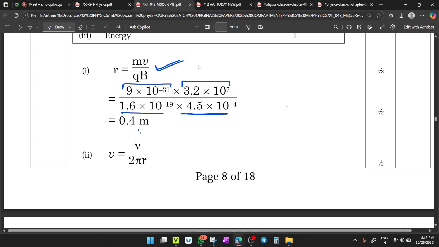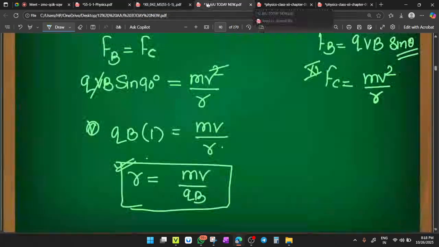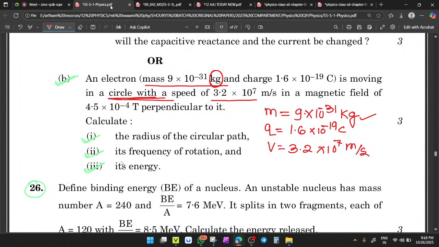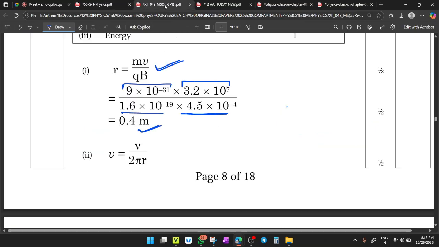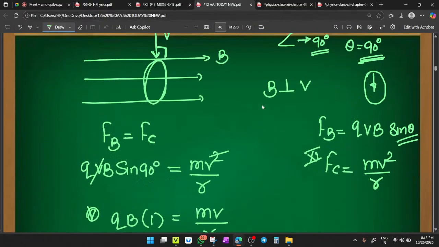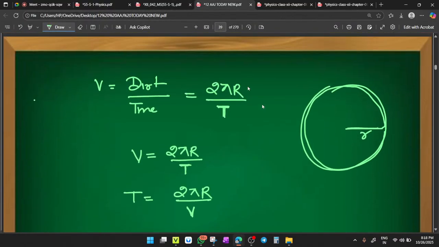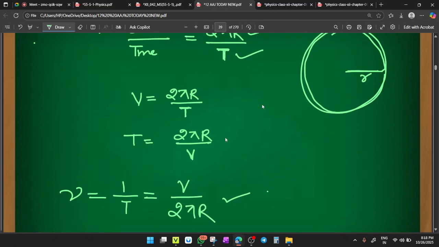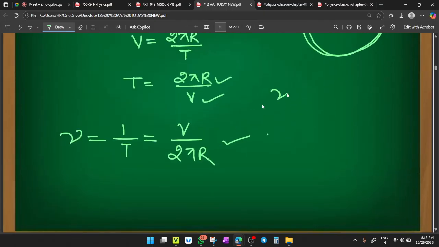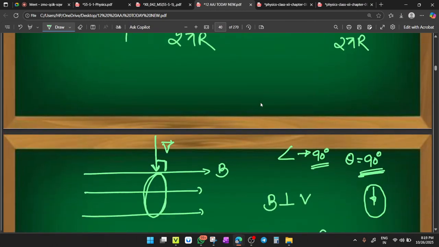B is the applied magnetic field. You will have your radius equal to 0.4 meter. Clear or not? Okay, then the second question of 1 mark is to find its frequency of rotation. The formula for frequency of rotation: speed equals distance upon time, so time is equal to distance upon speed, and frequency nu is given by 1 upon time period. So it will be v upon 2 pi r. Clear or not?